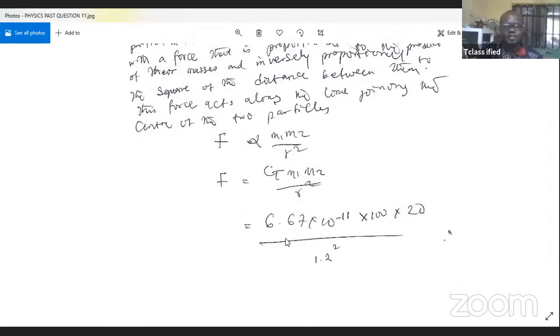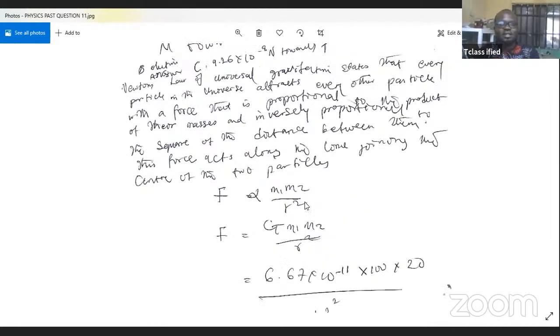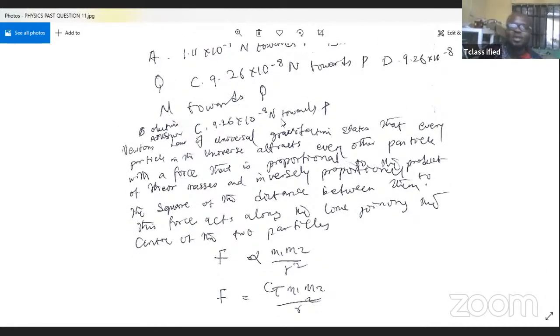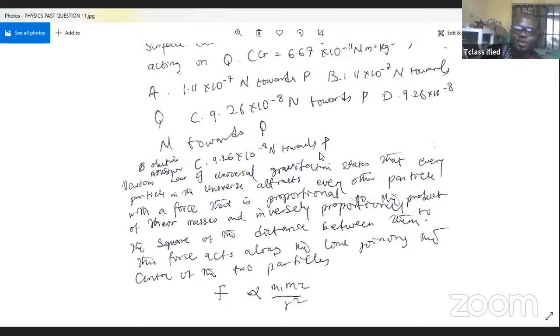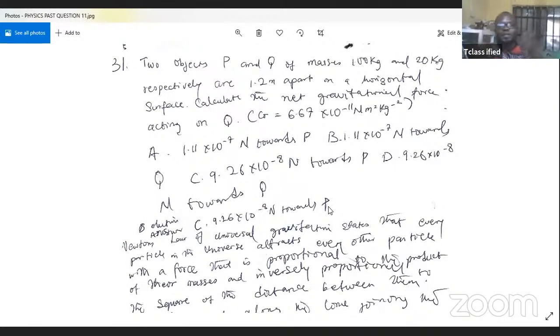So if you substitute these values, for G it is given 6.67 times 10 to the power minus 11. The two masses are 100 and 20, all over 1.2 squared. So if you do this calculation, you get 9.26 times 10 to the power minus 8. And it must be towards P, not towards Q, because Q must be attracted towards P in order for it to obey Newton's law that states that two of them must be attracting each other. Do you understand that?